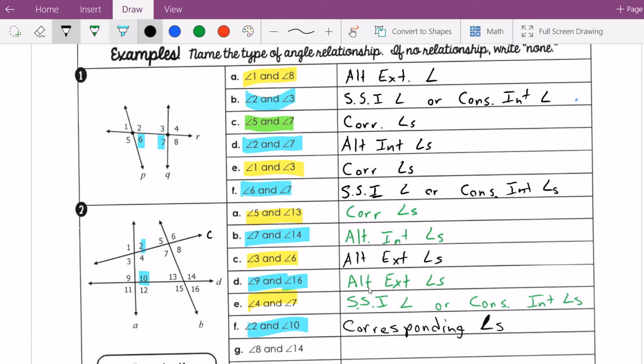Alright, takes us to the next one, which is G. So for G, we have angles 8 and 14. So 8's here, 14's here. They're both on line B. Okay. 8's on the bottom right. 14 is on the top right. So they're both on the inside. They're both on the same side. So that would be same side interior angles.